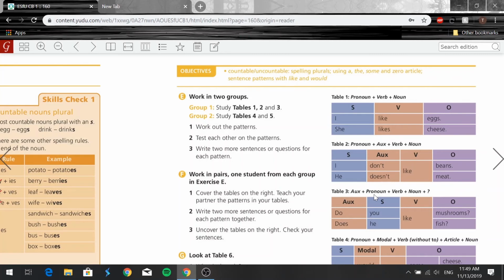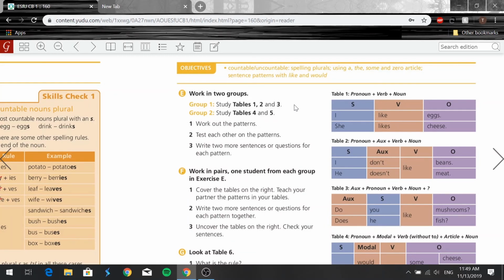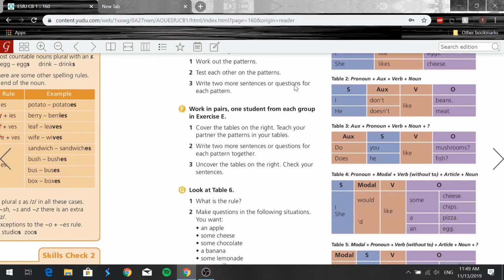So let's start with table number 1. We have I like eggs and she likes cheese. A simple subject, verb, and object. So if I want to write two similar sentences in this style, how would I go about it? I could say, they like meat, right? They like meat. I could also say, we like cheese, right? It's similar to I like eggs and she likes cheese. Okay? Now let's go to table 2.